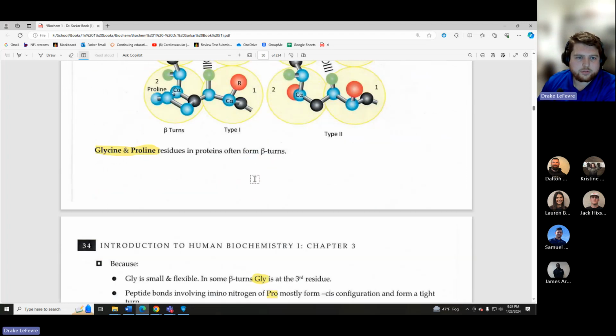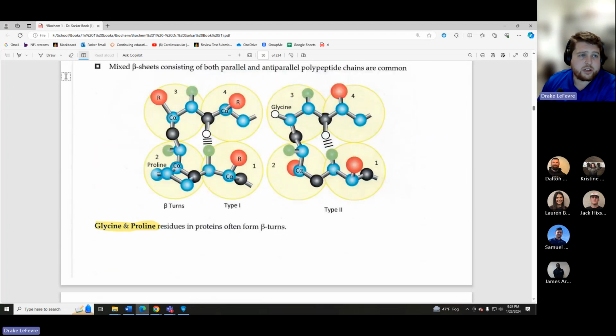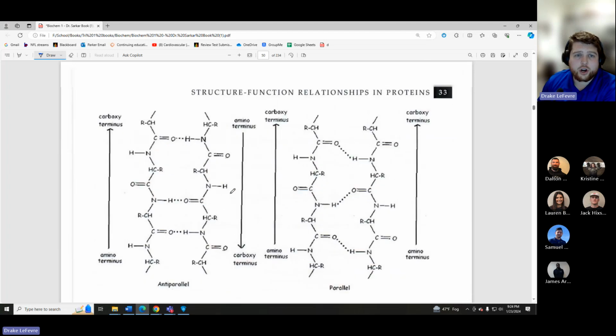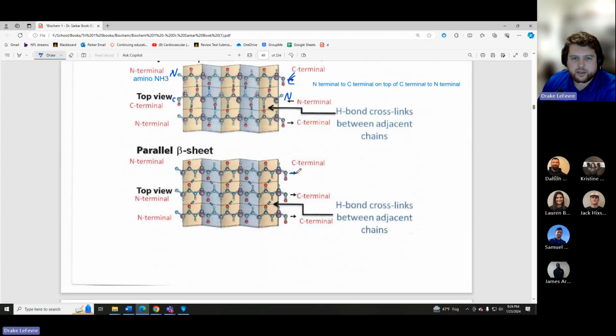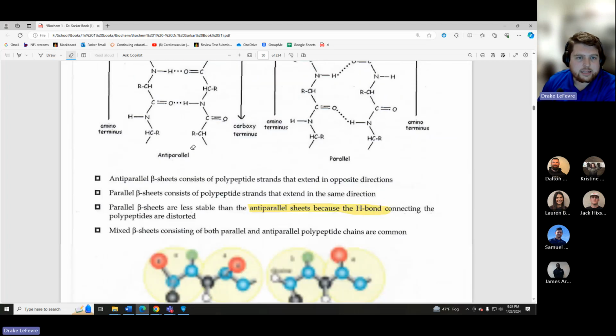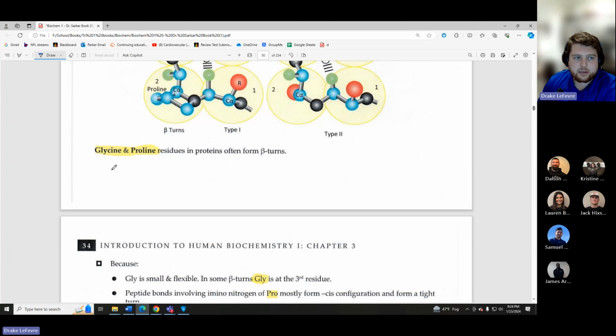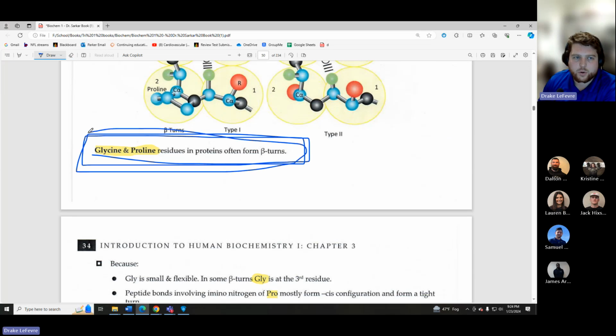Continuing through. This will be another test question. The turns in the beta pleated sheets, what makes it turn and continue to form, is thanks to glycine and proline being next to each other. I promise you this is a test question.